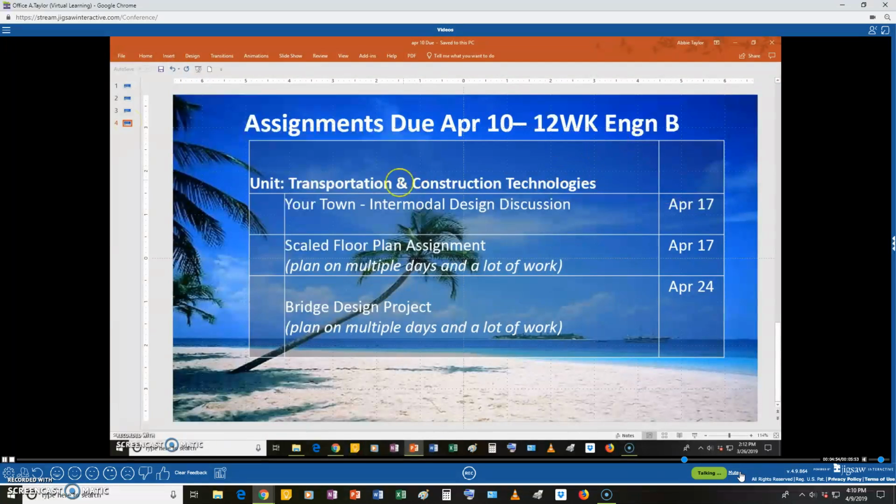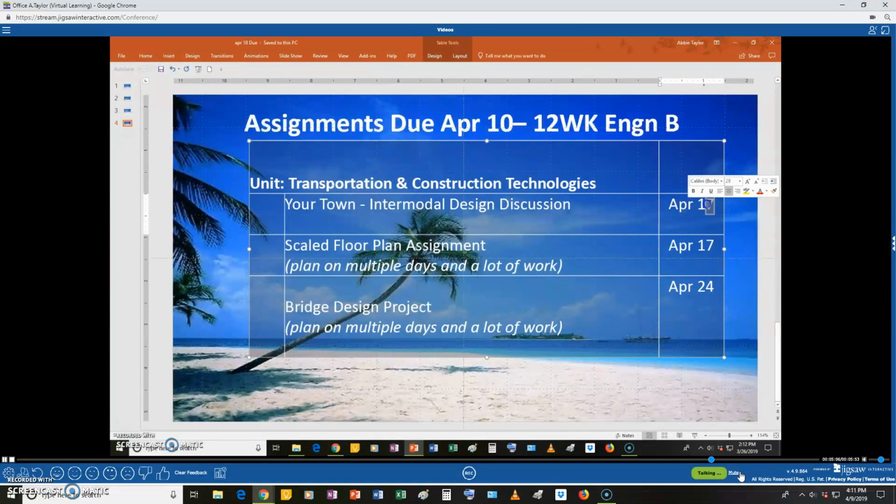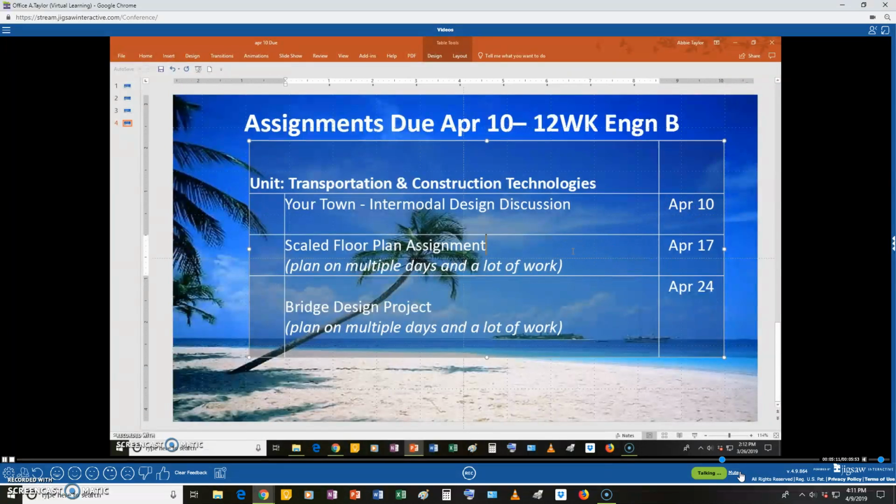Okay, the 12-week group, transportation and construction. You have the same as the others. Well, okay. April 10th for the intermodal design, not the 17th. I believe that is correct. Yes, it is correct that the intermodal design discussion is April the 10th. And then the following week, so you need to start reading all that. And then you heard the story on these other two.